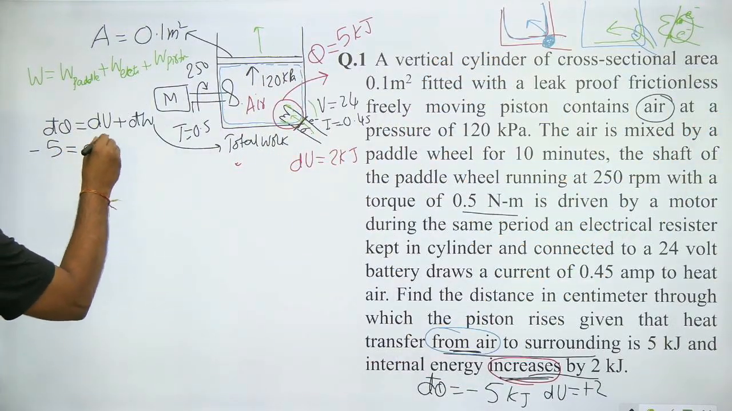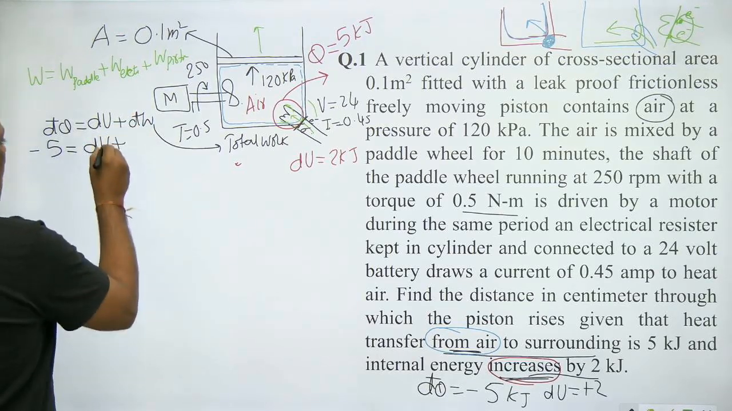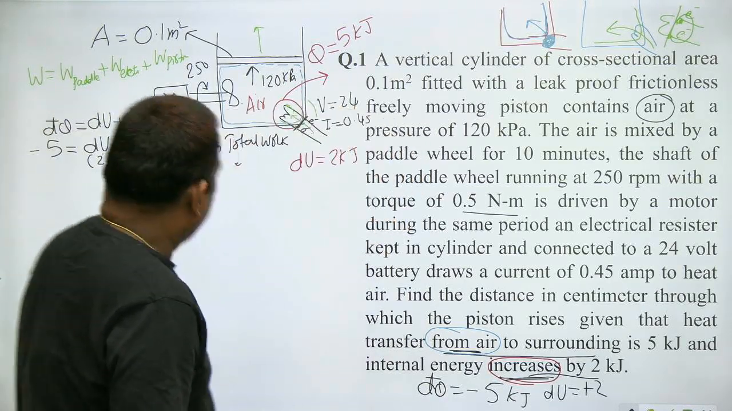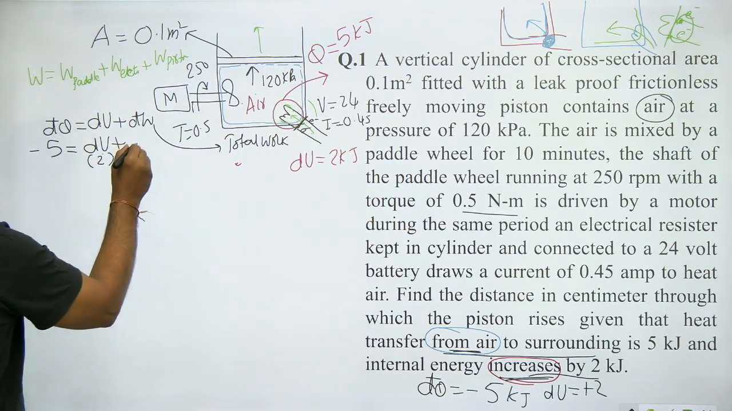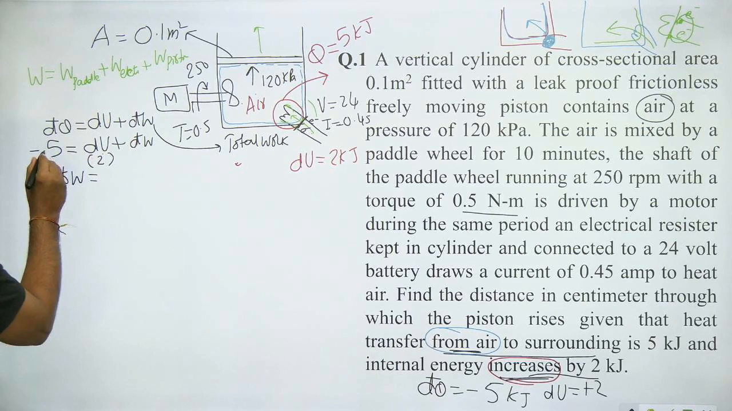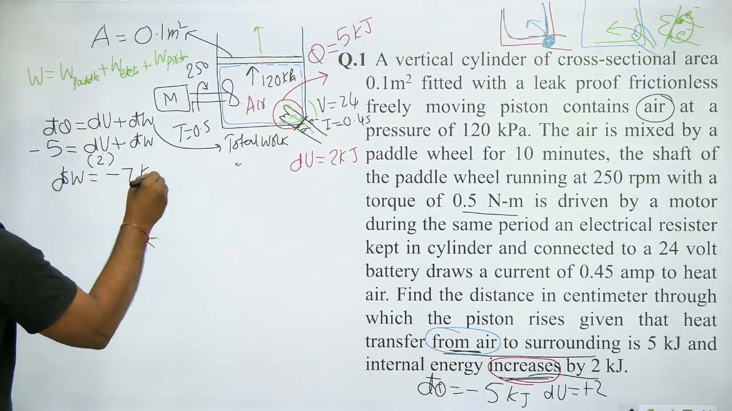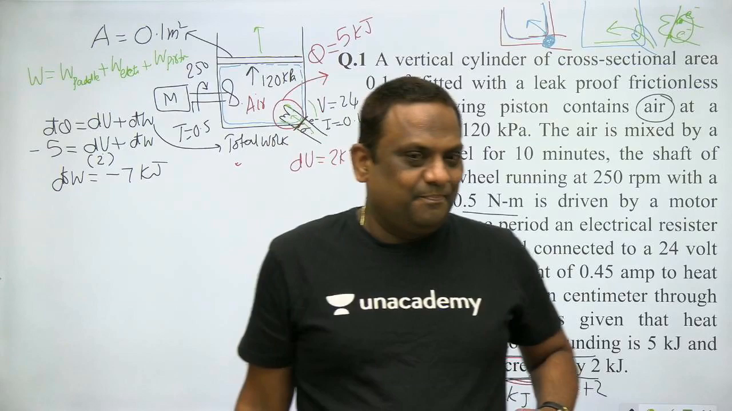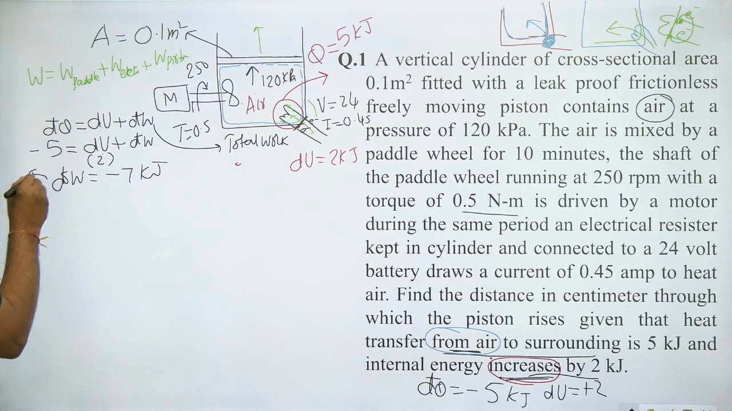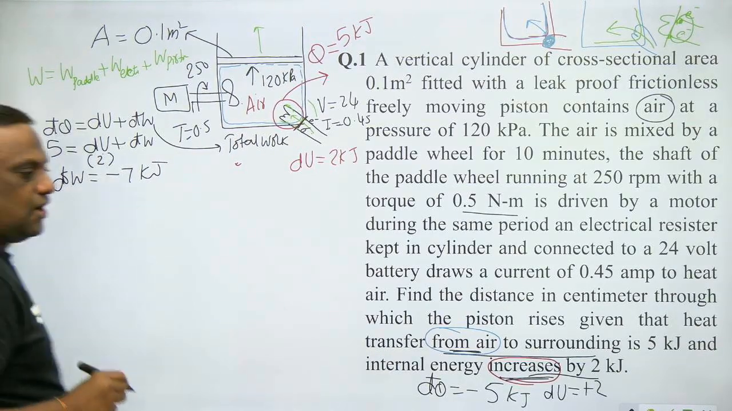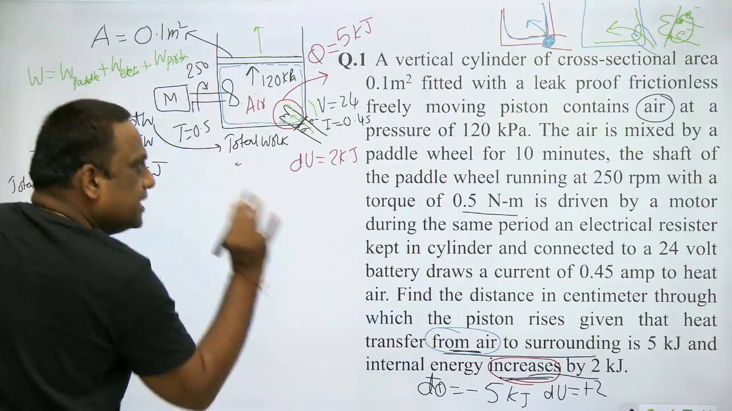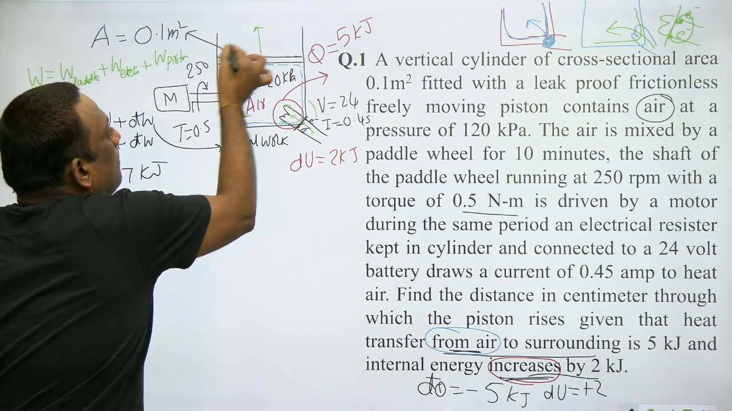Is equal to dU plus work, and already you know this value is 2. Excellent, my dear friend. This value is 2 plus W. So I get this work as minus 5 minus 2 is minus 7, but they are in kilojoule. But please note down that it is the total work. This total work comprises three components. What are they? Paddle wheel work negative, electric work negative, piston work positive.